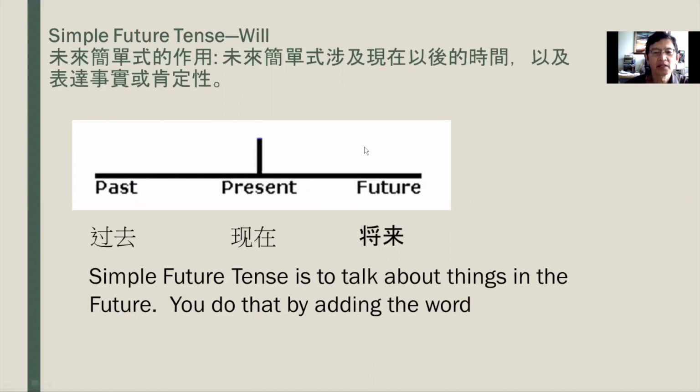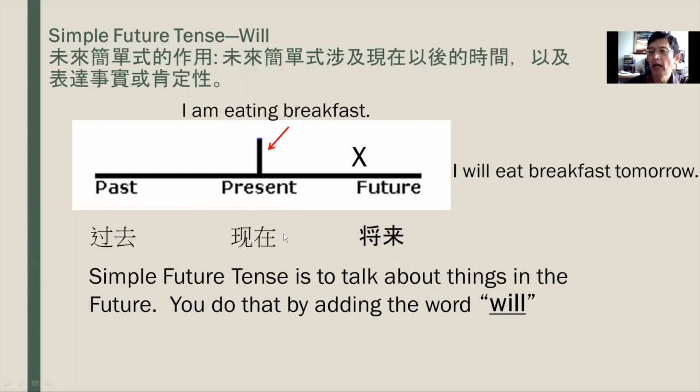Simple future tense is used to talk about things in the future. You do that by adding the word will. For example, in the present tense, you would say, I am eating breakfast. So the simple future tense, you do that by adding the word will. It's the future, you add this word will. What is the sentence about eating breakfast in the future? Do you know that? It would be, I will eat breakfast tomorrow.